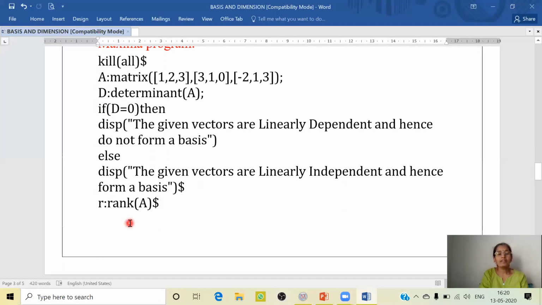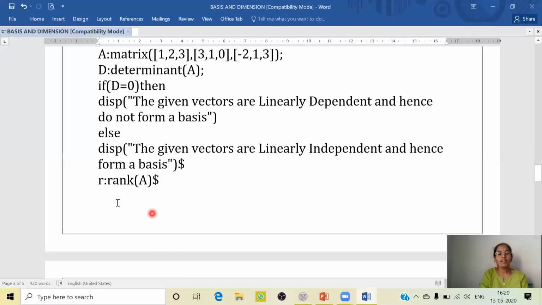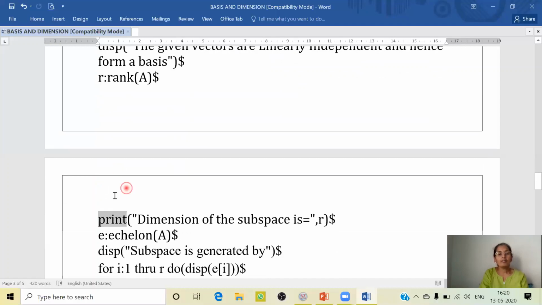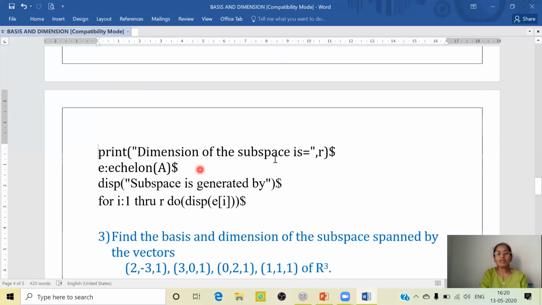Next we need to find the rank and the dimension of the subspace. So to find the rank of the matrix, the command is rank, which returns the rank of the matrix, so rank of A, and we represent that by small r. So let us give the print command here. So dimension of the subspace is equal to r. Next, to find the echelon form, we have the echelon command which returns the echelon form of the matrix A. And the subspace will be generated by the non-zero rows in the echelon form.